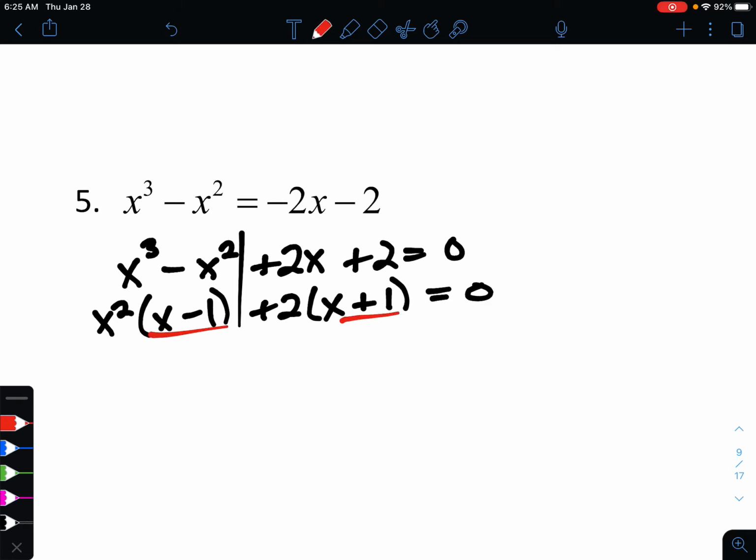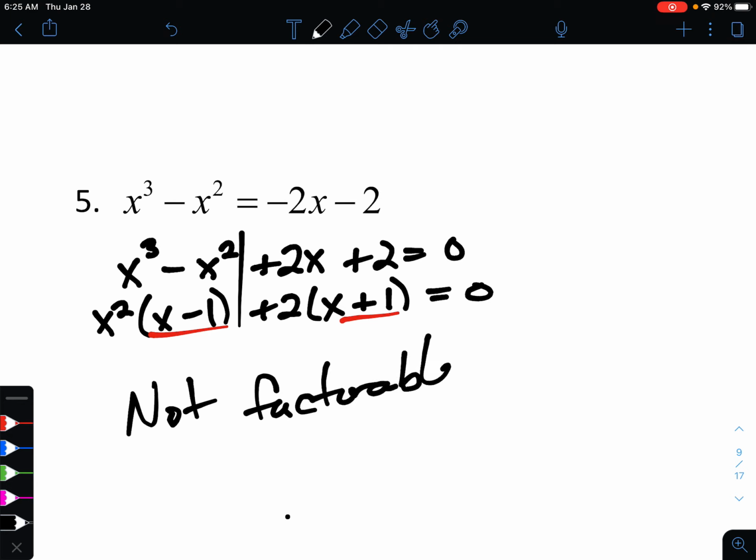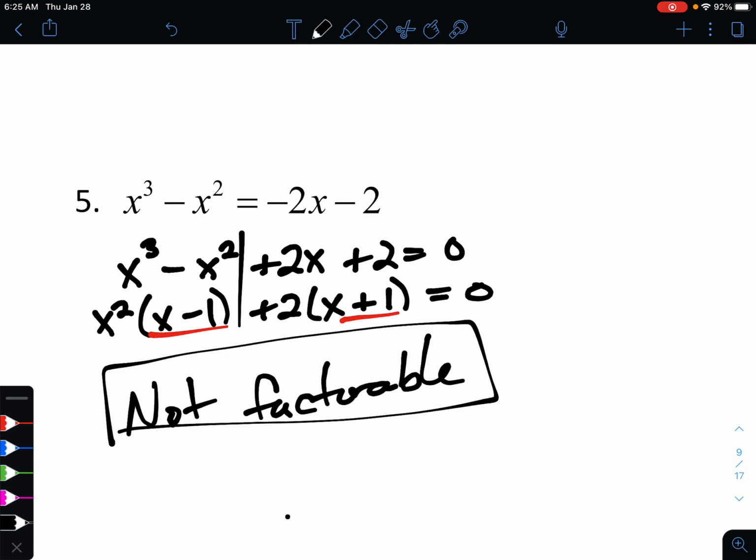So unfortunately, our two factors are not equal to each other inside the parentheses, which means that we are not going to be able to factor. So this problem is not factorable, but it is still solvable. Now, we're not going to actually be able to solve it today. So for today, we're just going to save it as not factorable. But in our next video, we'll talk about how to solve an equation like number 5, and we'll talk about it then. And again, remember, not factorable does not mean that it's not solvable.